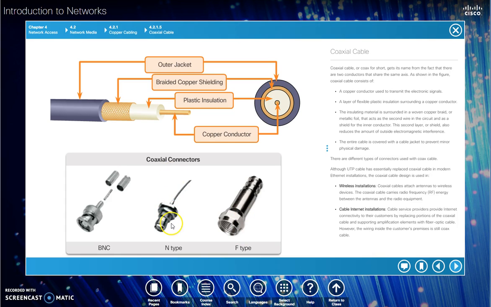BNC is what you see in a lot of military stuff and a lot of audio, Wi-Fi things, like bigger industrial, commercial size stuff, because you can attach and detach real quickly. It is a little bit weaker. It can have connection problems.